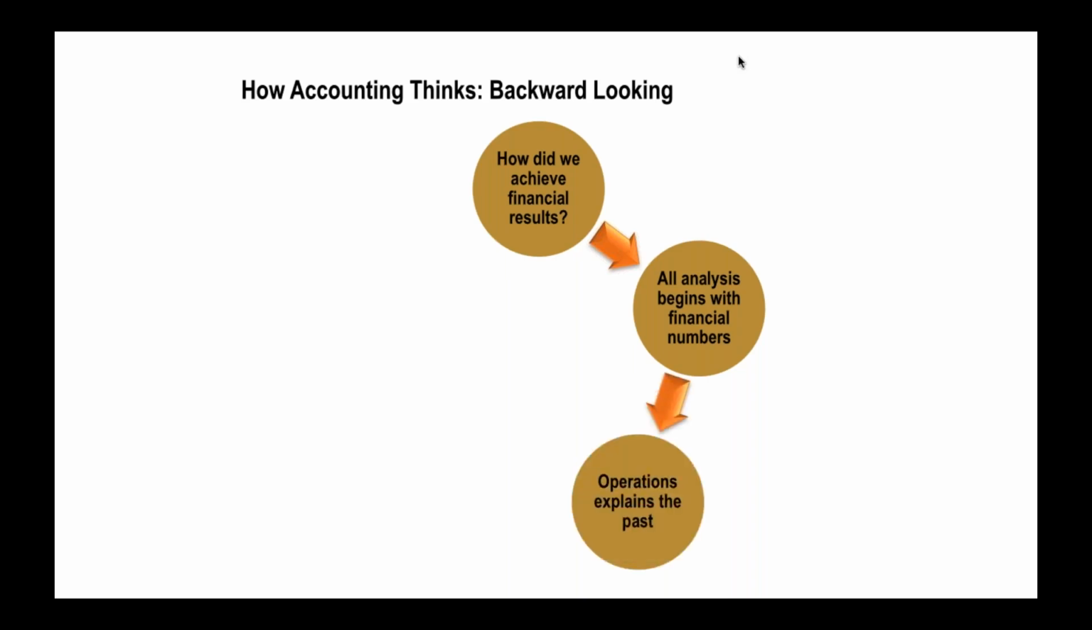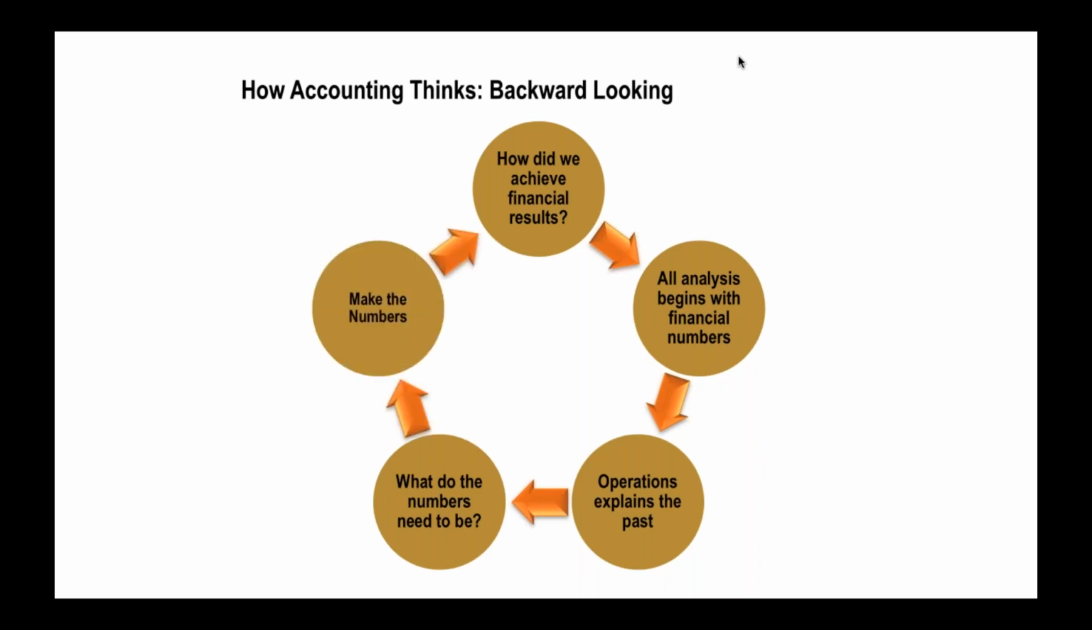And when we get operations involved, we ask them to explain, well, what happened last month that created these financial results? Then we talk about what we want the numbers to be. And then the traditional thinking is, well, let's just try to make the numbers. How do we grow the revenue? How do we cut costs? So again, this is a financial accounting view of a business. Nothing wrong with it, because this is one of our main jobs, being able to explain financial results.